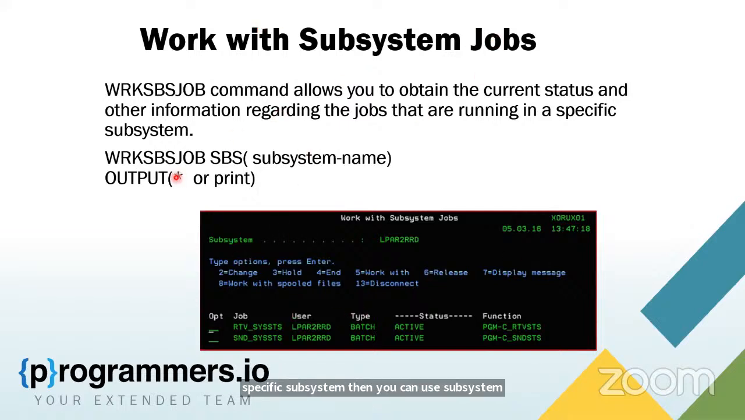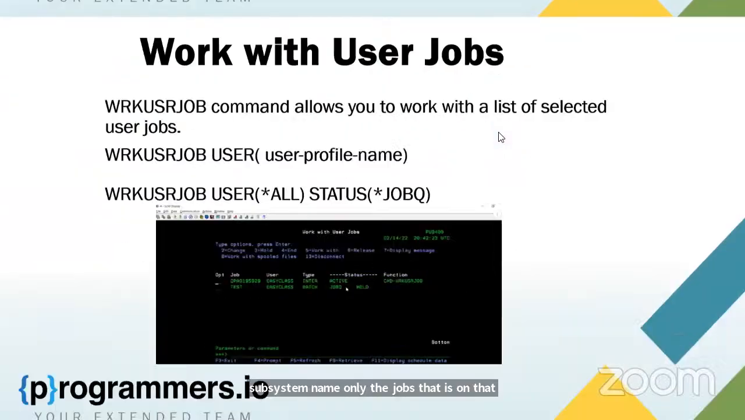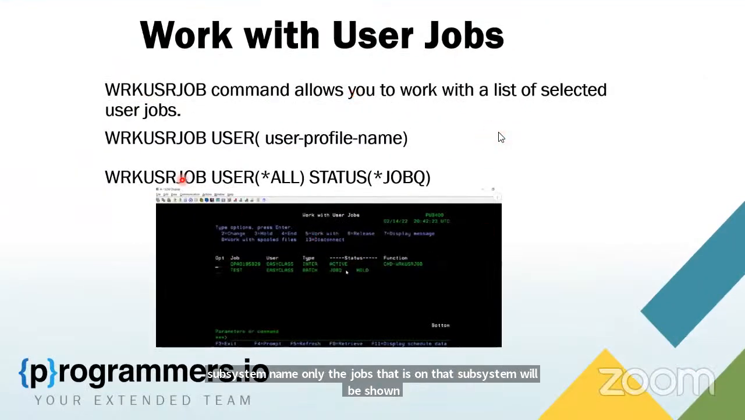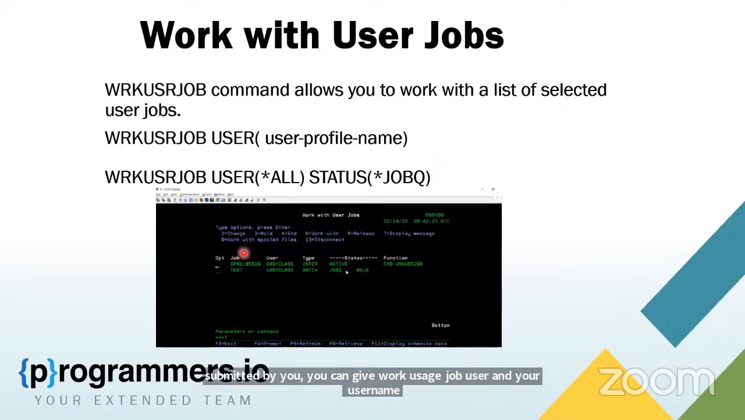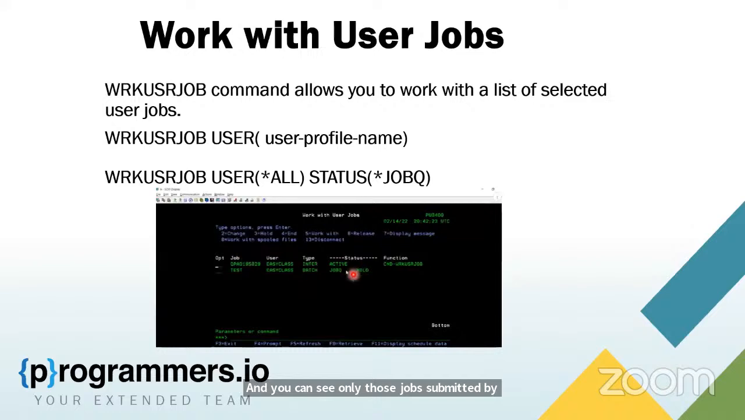When you say Work with Subsystem Jobs and then you give the subsystem name, only the jobs that are in that subsystem will be shown. For user jobs, if you want to see only the jobs submitted by you, you can give Work with User Jobs and your username, and you can see only the jobs submitted by you. Most of the time we are interested in the jobs submitted by us, whether it's running or it has gone into. See, this job is in active status, and there is some other job which is the interactive job.